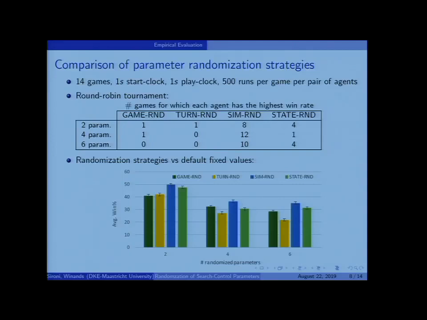To further compare them, we matched these agents against the agent that is not randomizing the parameters, but is keeping the fixed values that I mentioned before. And once again, we have the confirmation that randomizing per simulation is performing best among all the randomization strategies. But you probably all have noticed that none of the agents is actually better than the agent with fixed parameter values. So I'm not very good at convincing you so far. But I have nicer results in the next slide.